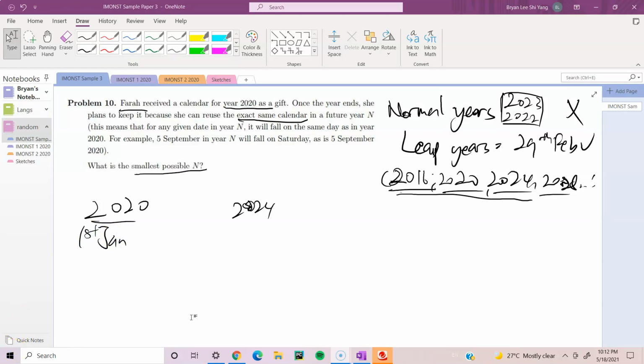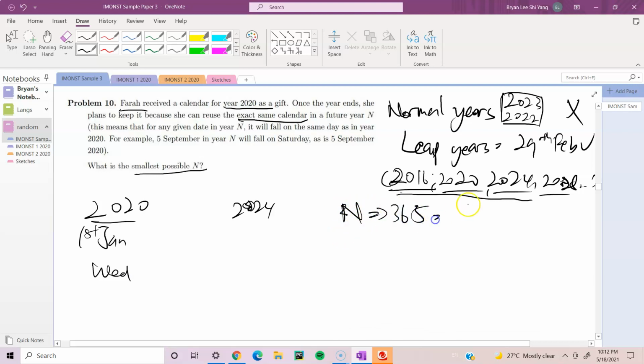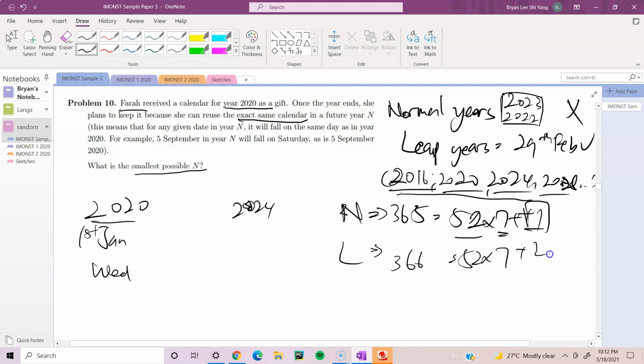Okay guys, I just searched that the 1st of January of the year 2020 is actually a Wednesday. And then for normal years, we have 365 days, which equals 52 times 7 plus 1. Seven meaning 7 days in a week, and then 52 weeks, with an extra 1 day out here. And then for a leap year, we will have 366 days, which is 52 times 7 plus 2. So extra 2 days.